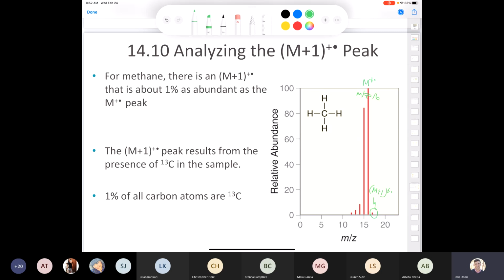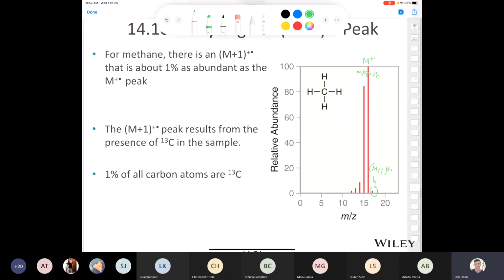There's 3 isotopes of carbon, but the third one is so small we can negate it. But we can have either carbon-12 or we can have carbon-13. Carbon-12 makes up about 99% of all carbon atoms, and carbon-13 makes up around 1% of all carbon atoms. So that means that when you put your sample in the spectrometer, 1% of all the carbons are going to be carbon-13.